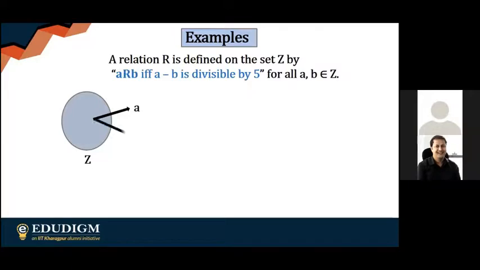So I'm taking the same element again. Now you exploit the definition of the relation. I'm going to compute their difference, which is a minus a, that is 0. And now check whether it's divisible by 5 or not. So it's perfectly okay. Now, if you exploit the definition of the relation again, you see that a is related to itself. And similarly, by the definition of reflexive relation, we can say that this is reflexive. So this is a general approach you have.